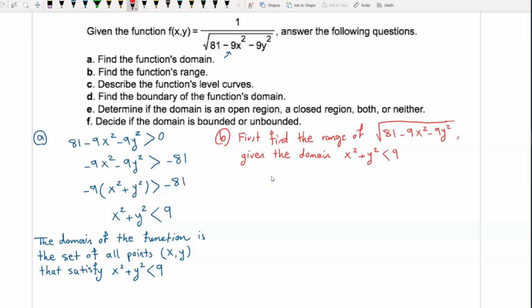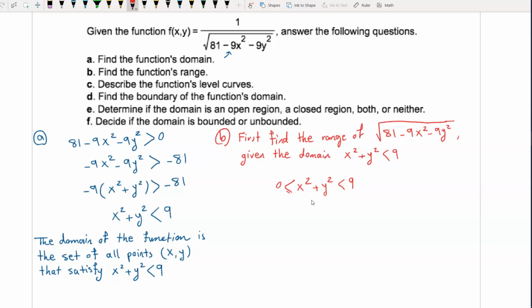First, find the range of square root of 81 minus 9x squared minus 9y squared given the domain x squared plus y squared less than 9. So to find the range, use algebra to manipulate the left side of x squared plus y squared less than 9 to look like square root of 81 minus 9x squared minus 9y squared. And note that x squared plus y squared is never negative. So here I'm going to have x squared plus y squared greater than or equal to 0, and it is less than 9.